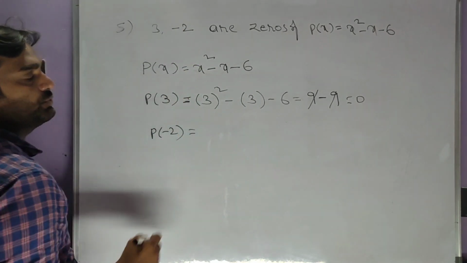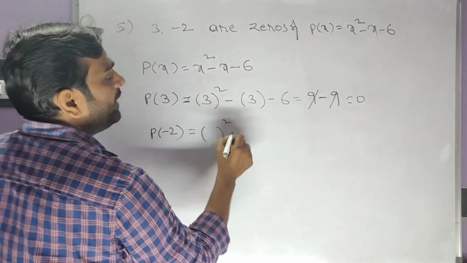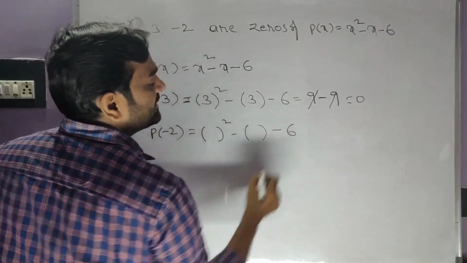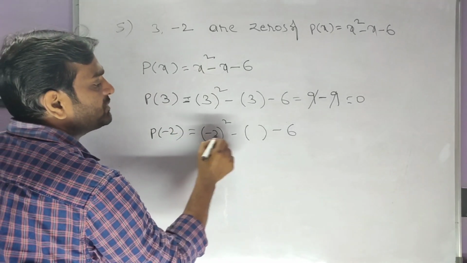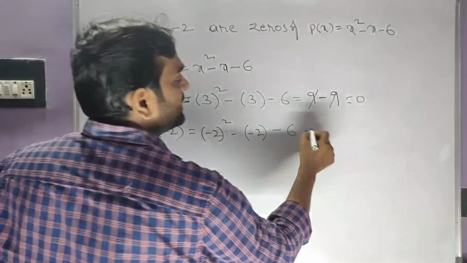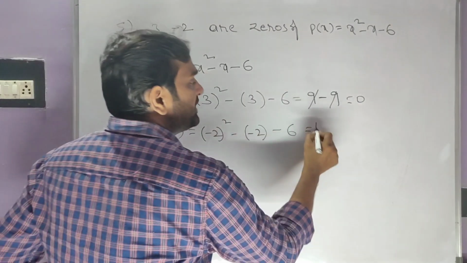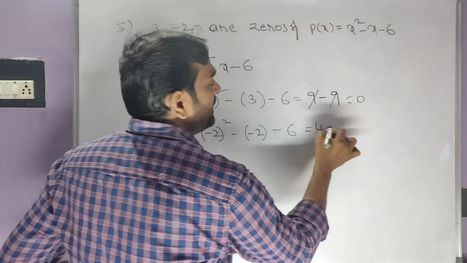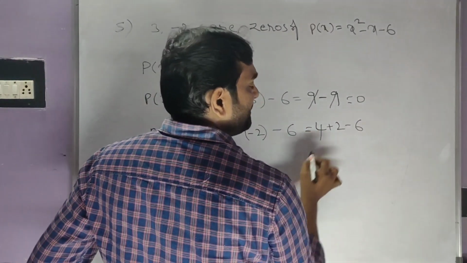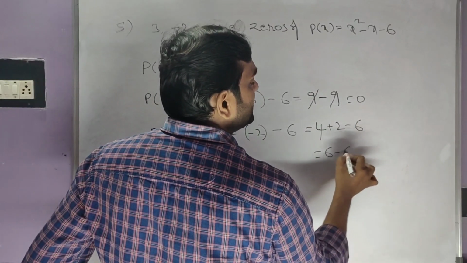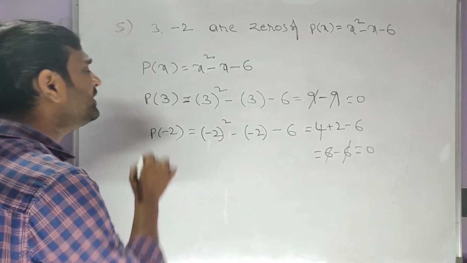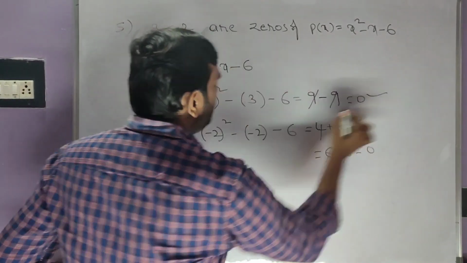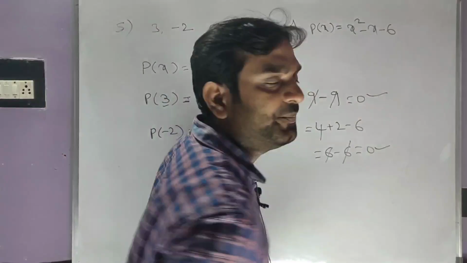Next, minus 2. P of minus 2. Again substitute in x square minus x minus 6. What is x here? Minus 2. So minus 2 square minus, minus 2, minus 6. Minus 2 square is plus 4. Minus into minus is plus 2, minus 6. 4 plus 2 is 6, minus 6, nothing but 0. Listen, for 3 we got 0, and for minus 2 also we got 0.